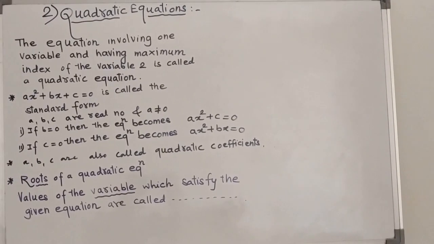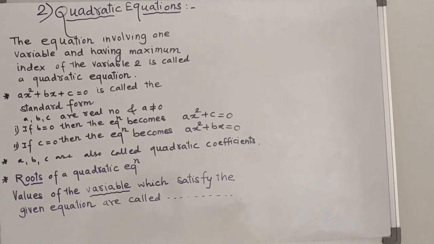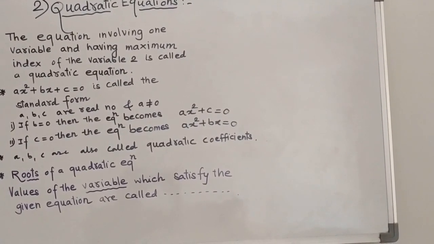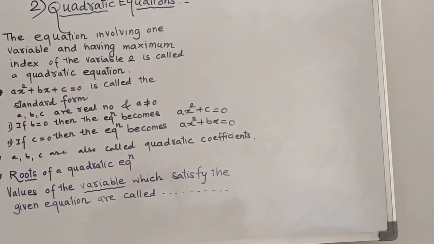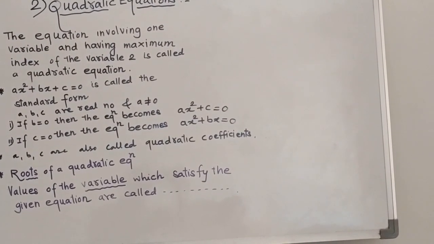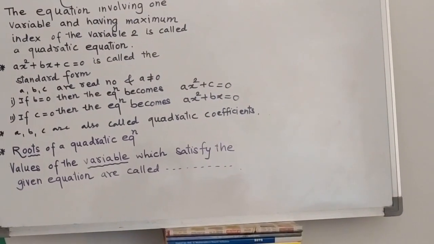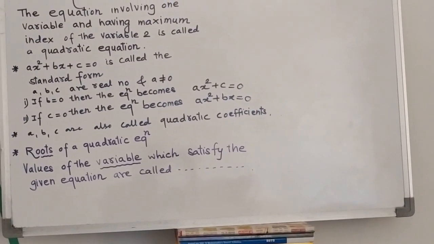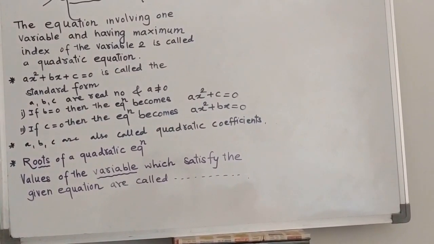Today we are going to start the second chapter from algebra, that is quadratic equations. So let us see what quadratic equations are. The equations involving one variable and having maximum index of the variable as 2 is called a quadratic equation. So here is the standard form of a quadratic equation.